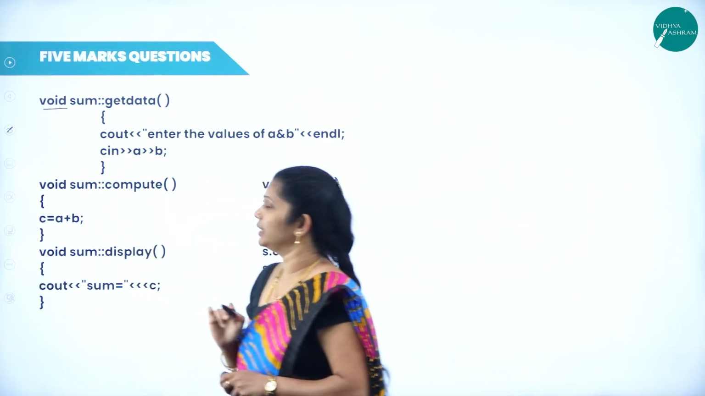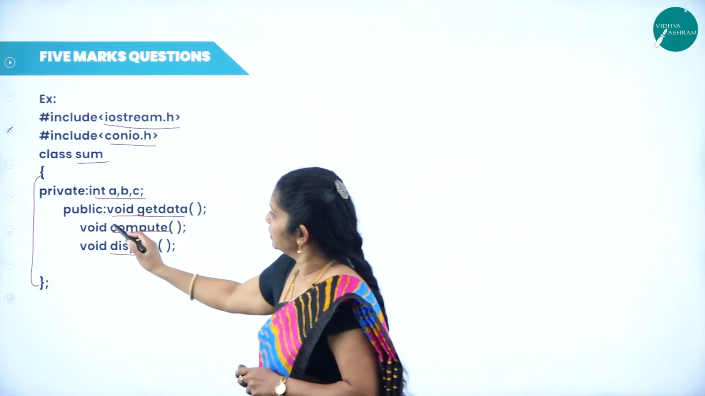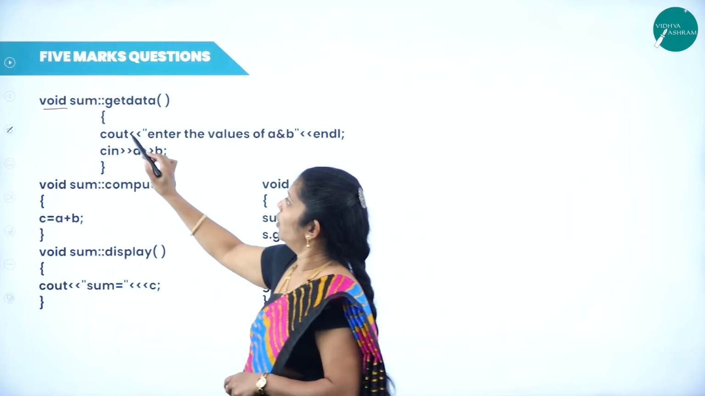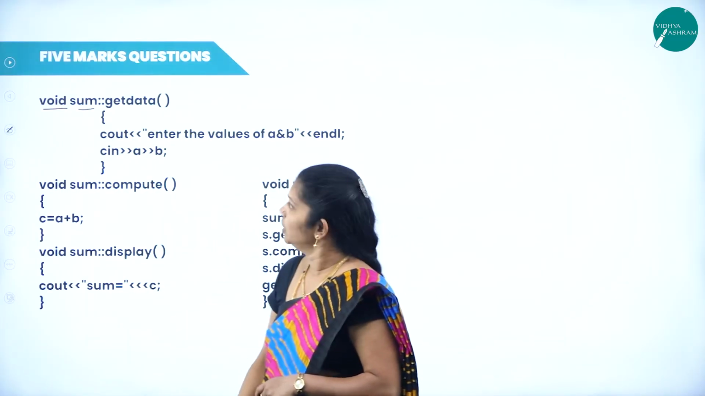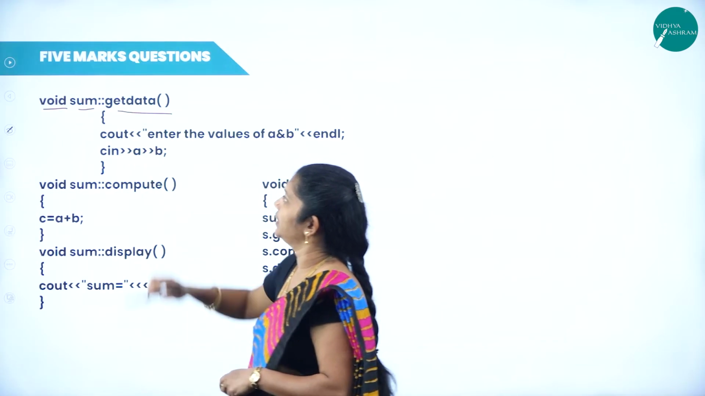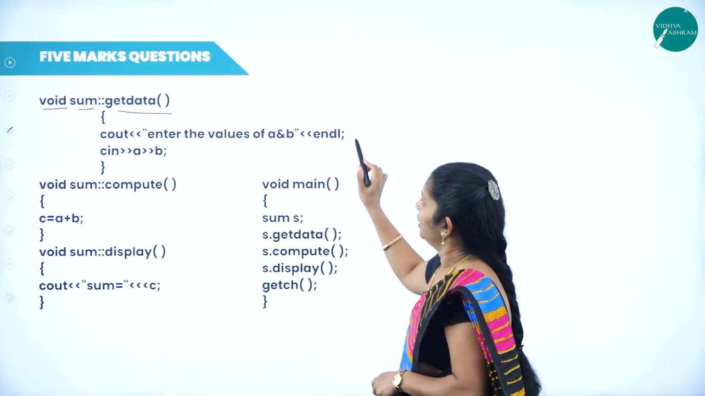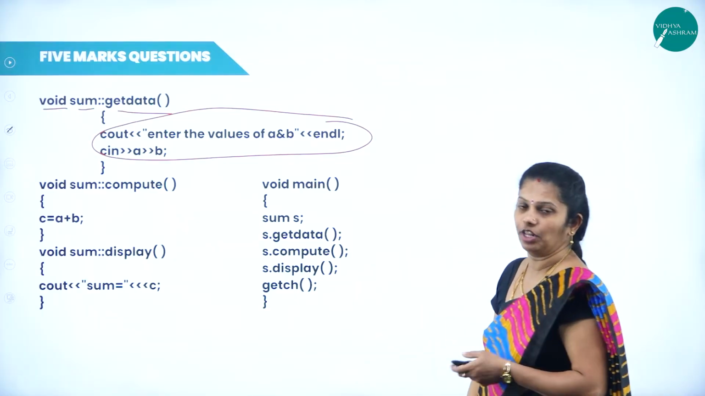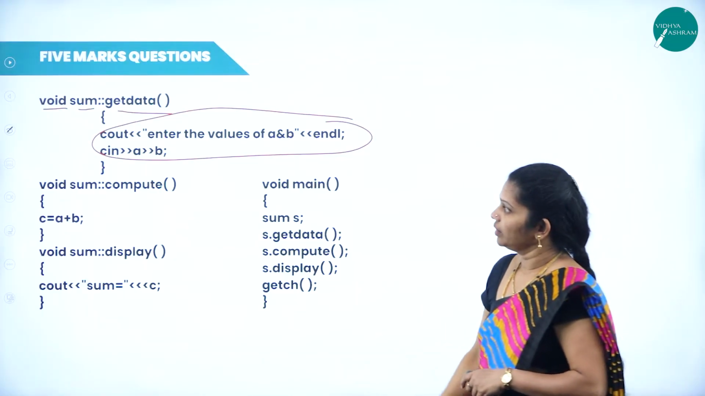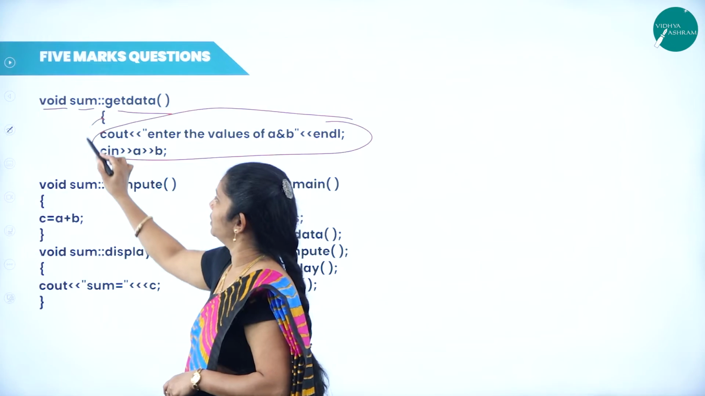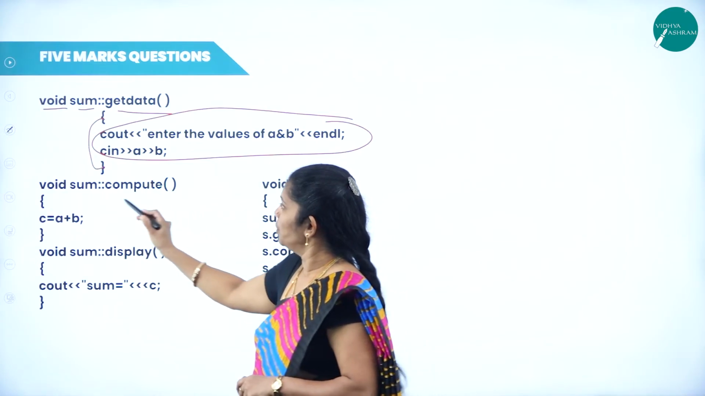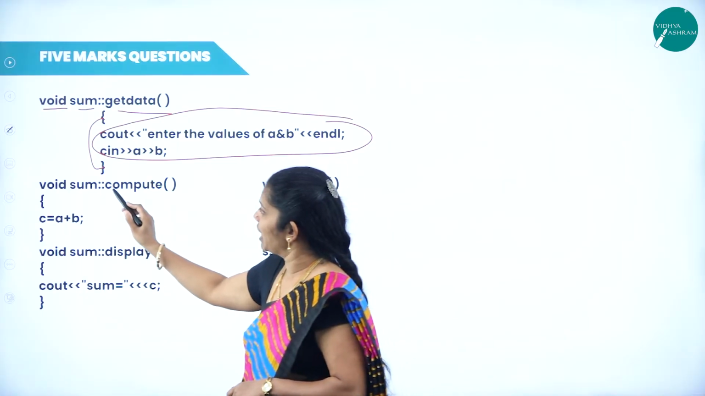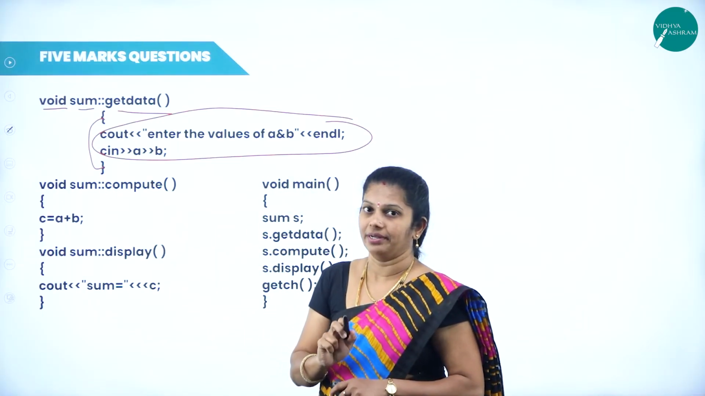First we'll start with the return type void. If you observe, whichever return type we have declared, the same return type you have to consider. Void, then the class name sum, scope resolution operator, then the getData function. Here we write the statement, enter the value of A and B, then we input the values A and B. Then we close this function. Next, for the compute function: void sum, then compute function. Here we are using the scope resolution operator.